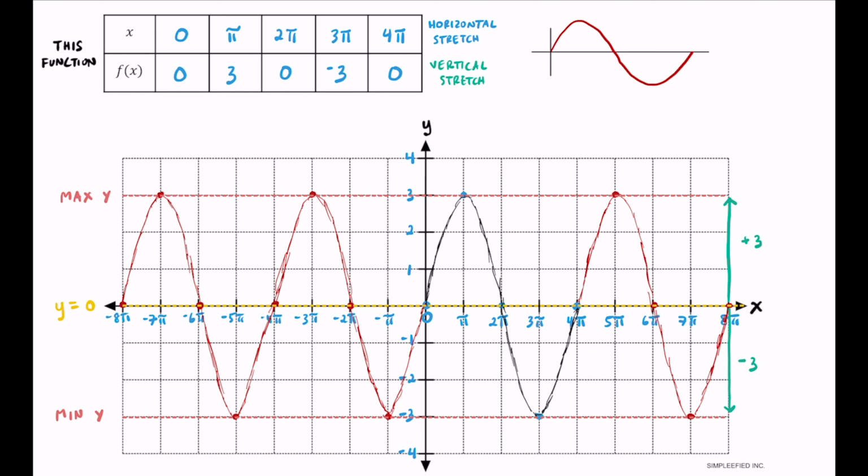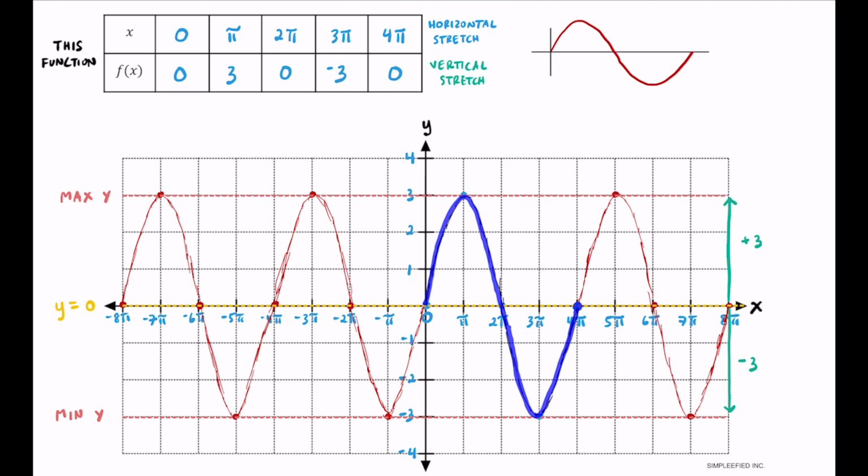Hopefully you can see the vertical stretch pretty clearly here going up to 3 and down to negative 3, but the horizontal stretch is a little bit trickier to notice. While the vertical stretch is a little bit easier to see here because we're going all the way up to 3 and then all the way down to negative 3, the horizontal stretch is a little bit harder to see here. Now notice how one whole period takes 4 pi, but remember the parent function is only having a period of 2 pi.